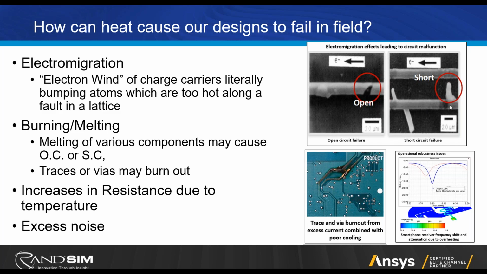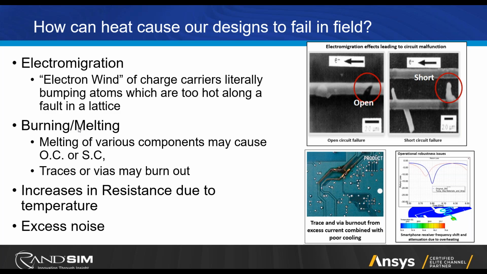If you get enough of these atoms moving out of a fault, you can actually short from one conductor to another. In addition to this, you've got good old burning and melting. If your design is at a hotter operating temperature, less thermal power energy is going to be needed to cause a trace to be burnt out. Also melting. Certain packages, and maybe standoffs and enclosures come to mind, which can in turn cause electrical failures.